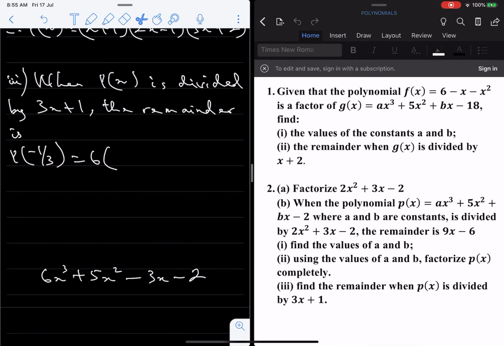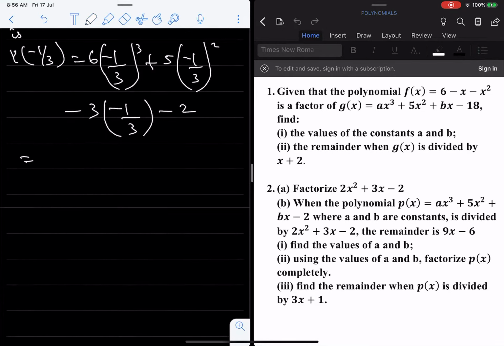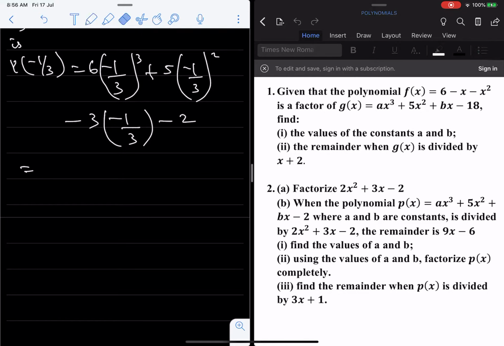P of x is 6x cubed, that's 6 times minus 1 over 3 cubed plus 5 times minus 1 over 3 squared minus 3 times minus 1 over 3 and then minus 2, which is equal to: minus 1 over 3 cubed is minus 1 over 27. 6 times minus 1 over 27 is, that's 3 here, 2, 3 here, 9. So that's minus 2 over 9.